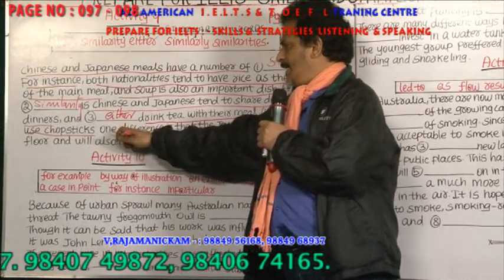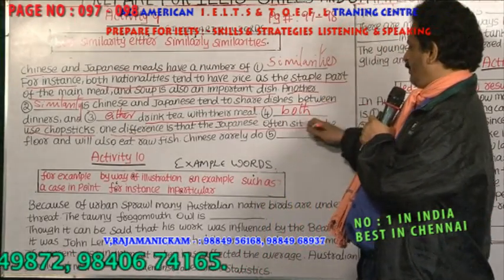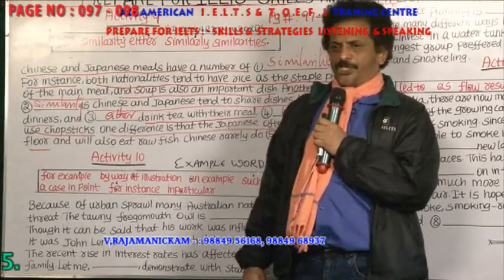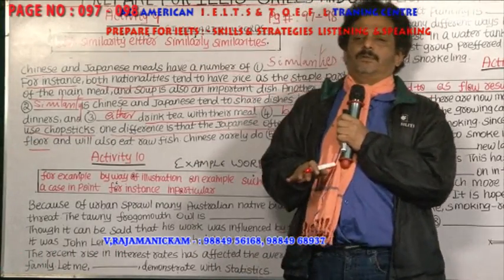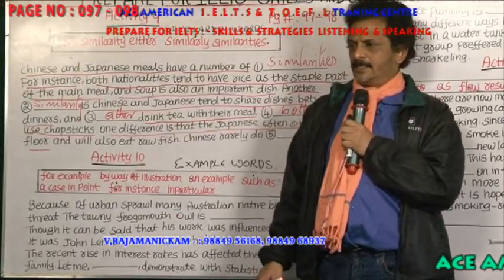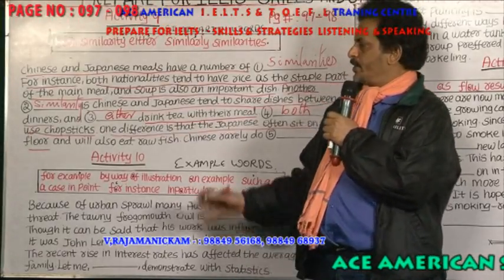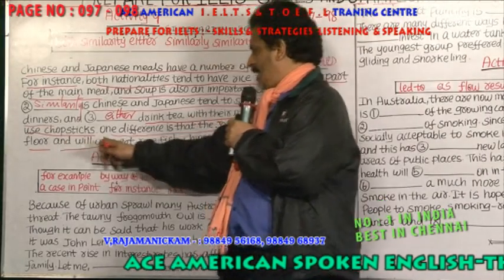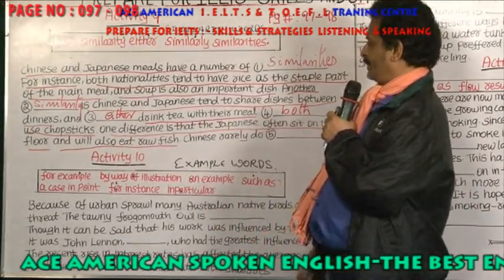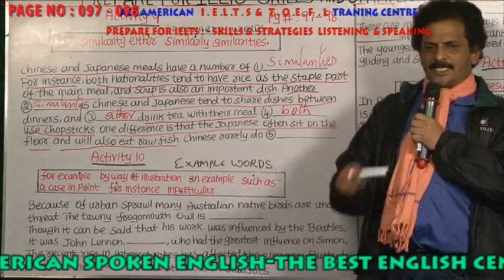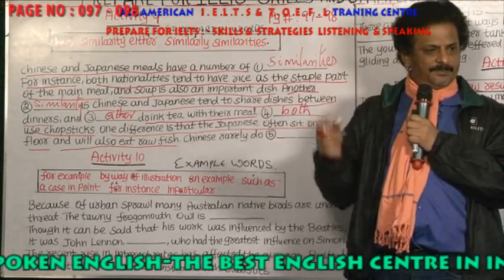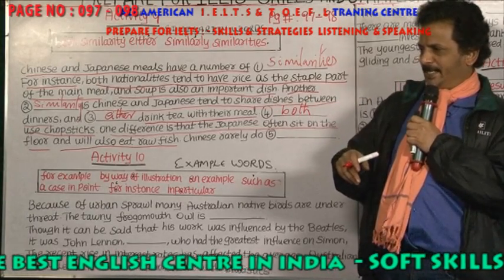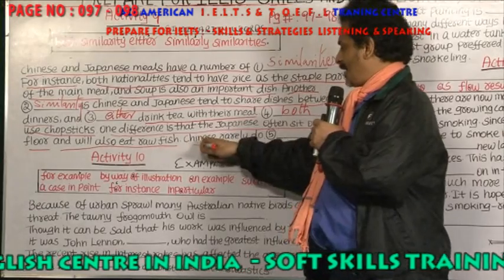One difference is that the Japanese often sit on the floor. Japanese sit on the floor, just like our Tamil culture where we cross the legs and sit, isn't it? Samanankal, they say. So, like that, Japanese sit on the floor and will also eat raw fish. The speciality of Japanese is they take the fish and eat it raw. They don't fry. That is the speciality of Japanese. Chinese rarely do.